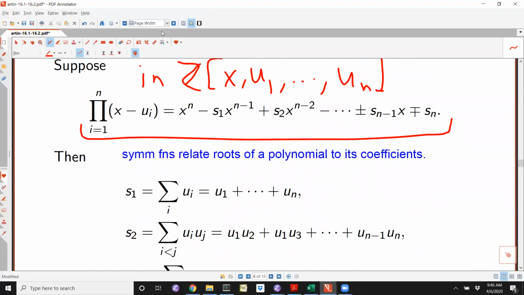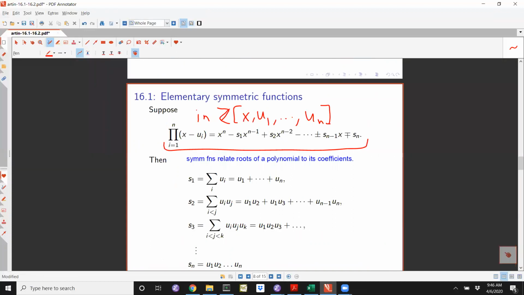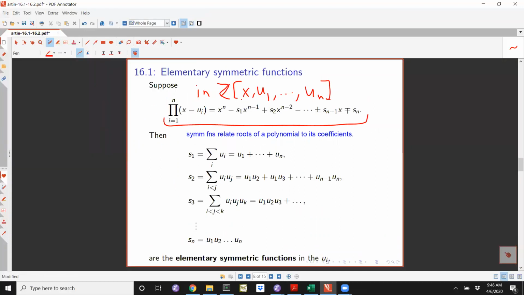Wow, this kind of comes out of left field. I think maybe even legitimately this must seem like it comes out of left field. But again, let me emphasize that the point of the elementary symmetric functions is that they relate the roots of a polynomial to its coefficients. So are there any questions about this definition so far?